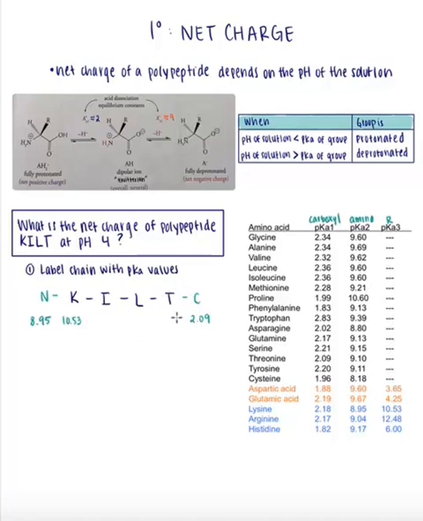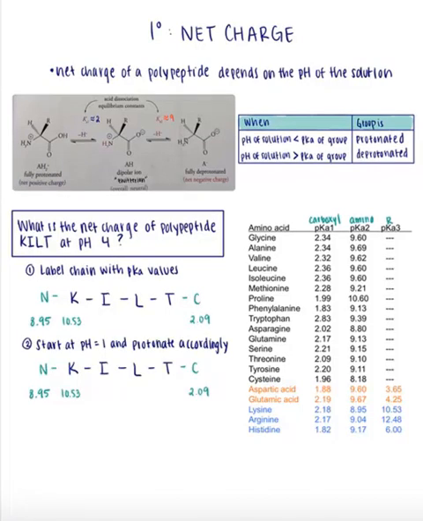However, T, because it's the last amino acid and has that carboxylic acid, or carboxyl group attached to it, we do need to find its pKa value. So I look for T, threonine, and that carboxyl group should be around 2, which it is, 2.09. So I've put that right underneath the C.